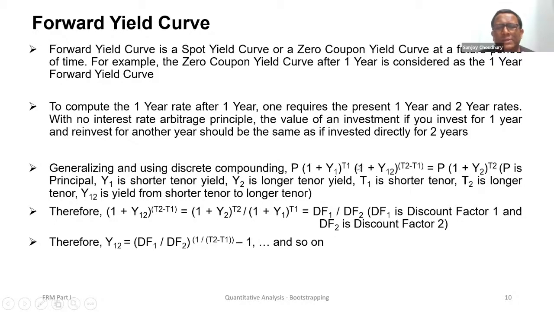So we have from this equation 1 plus Y12 raised to the power T2 minus T1 is equal to 1 plus Y2 raised to the power T2 divided by 1 plus Y1 raised to the power T1, which can be considered as df1 by df2, where df1 is discount factor 1 and df2 is discount factor 2 using discrete compounding. So we can compute Y12 as df1 by df2 whole raised to the power 1 divided by T2 minus T1, minus 1. If T2 minus T1 comes on the right hand side, it becomes 1 divided by T2 minus T1, and 1 goes on the right hand side, it becomes minus 1. So similarly, you can calculate Y23, Y34, Y45, and so on. That is 1 year rate after 1 year, 1 year rate after 2 years, 1 year rate after 3 years, and so on and so forth.